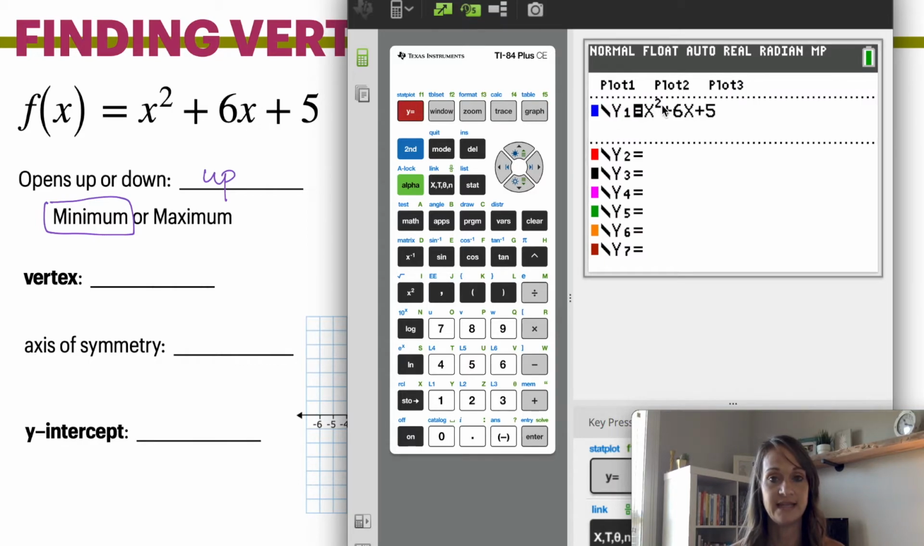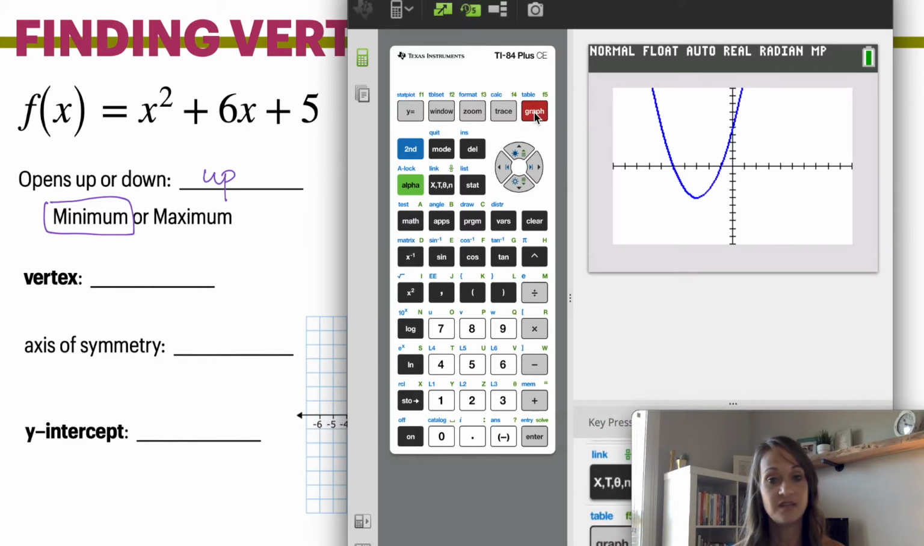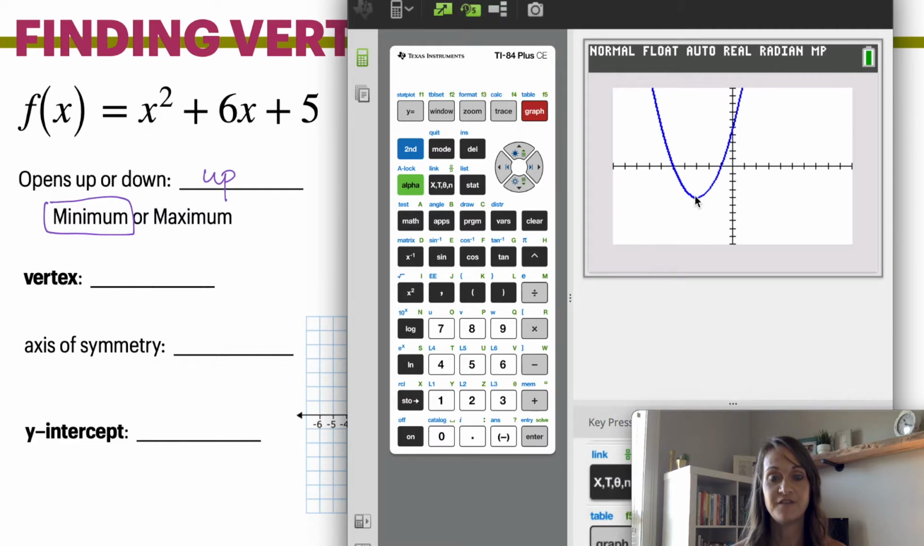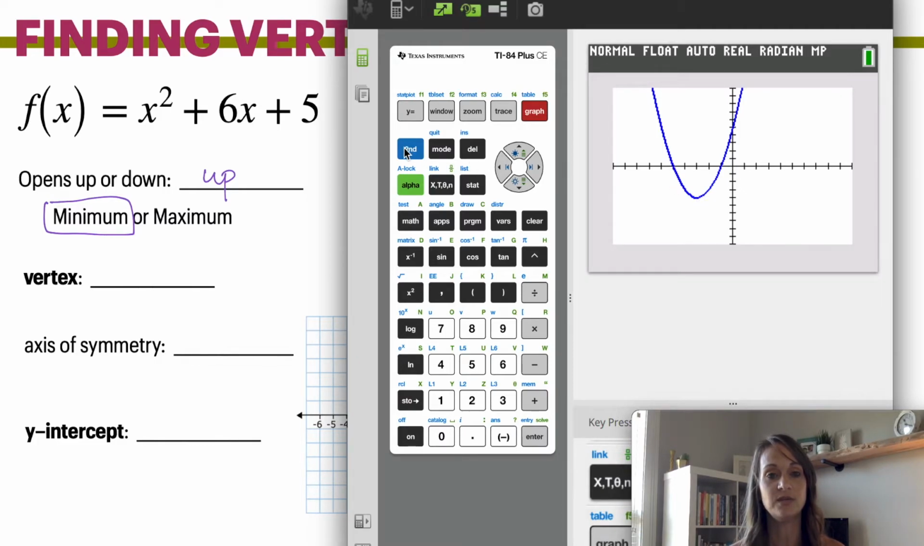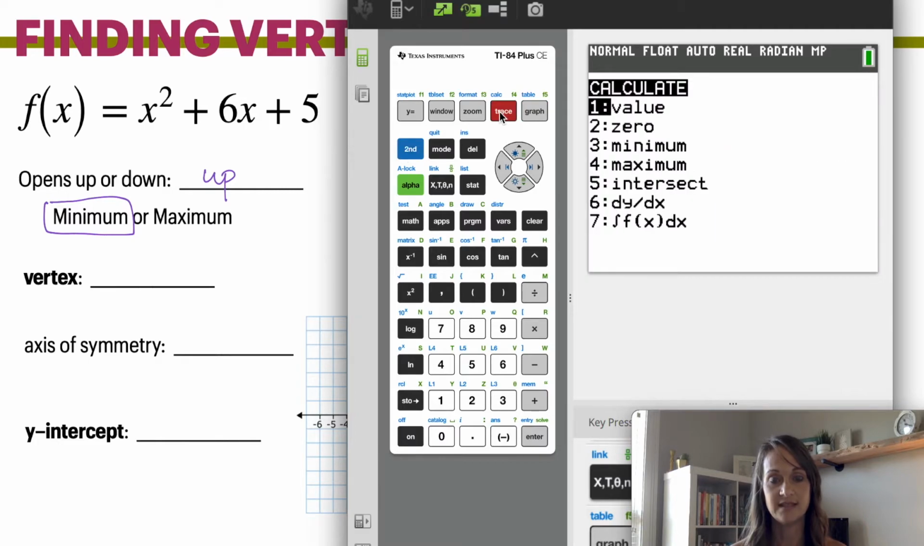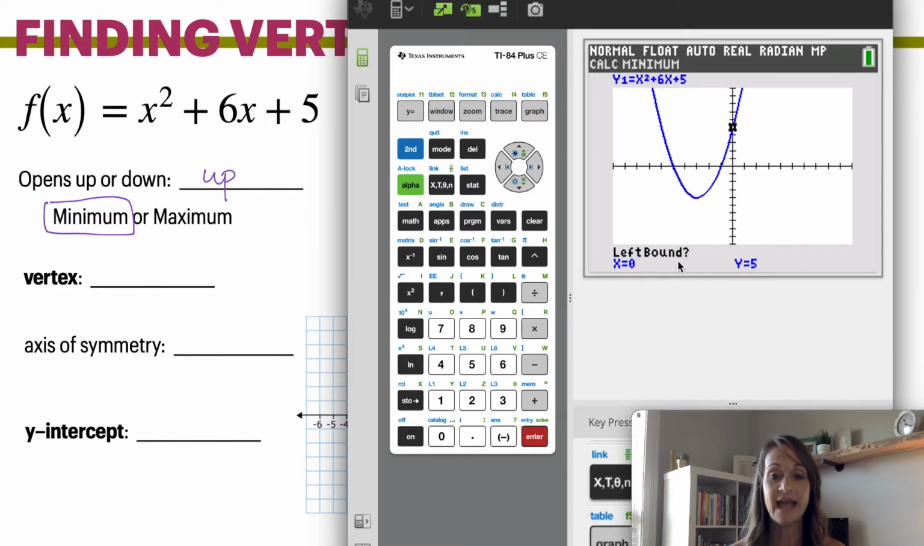Once we have plugged it in, x squared plus 6x plus 5, if you click graph, it is going to give us a parabola. Now, to find this minimum value, we're finding this vertex. What you do is hit second, trace, and we want to know the minimum value. So we're going to go down to 3 to minimum value, hit enter. It asks us 3 questions.